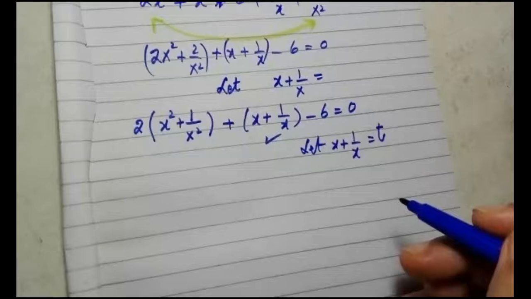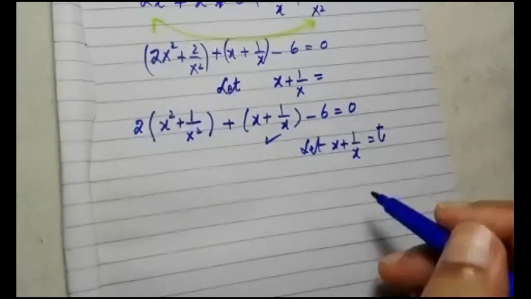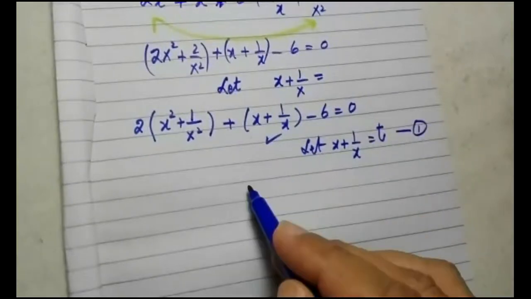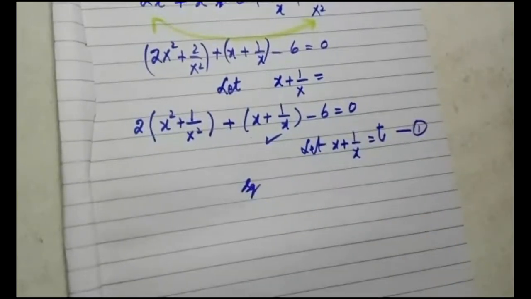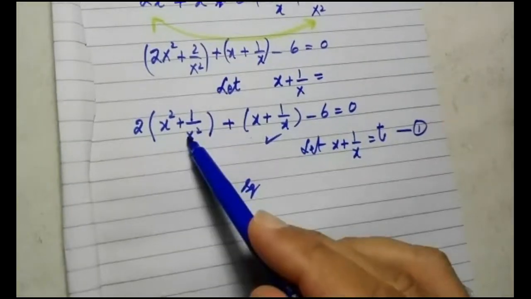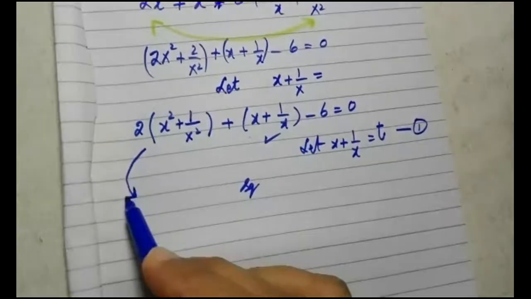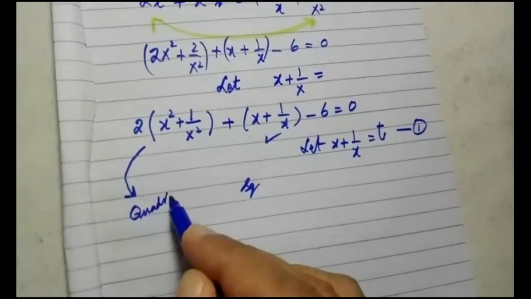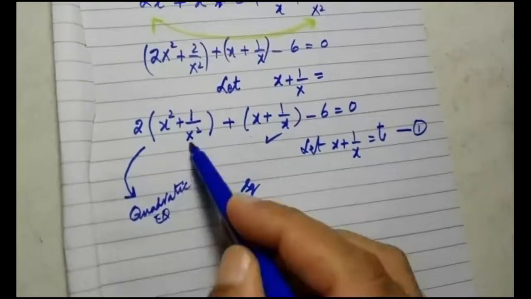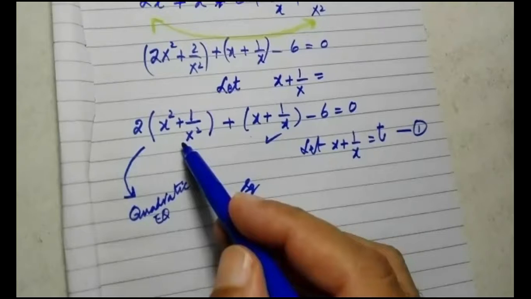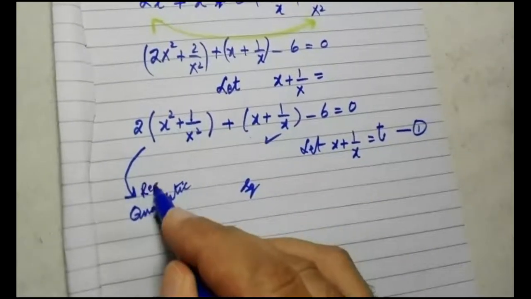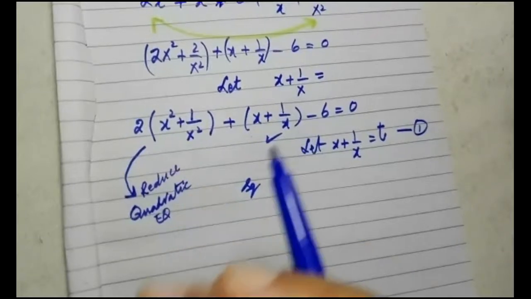Once you do it, you have to take its square. Take it as equation number 1, for example, and then squaring will be done. My first task is that I have to convert this expression into quadratic form. The target should be in your mind that we have to reduce this equation into a quadratic equation. It is still not a quadratic equation because it contains 1 over x square type of terms. We have to reduce it to a quadratic equation. First you will reduce it into the quadratic equation, then you will solve.